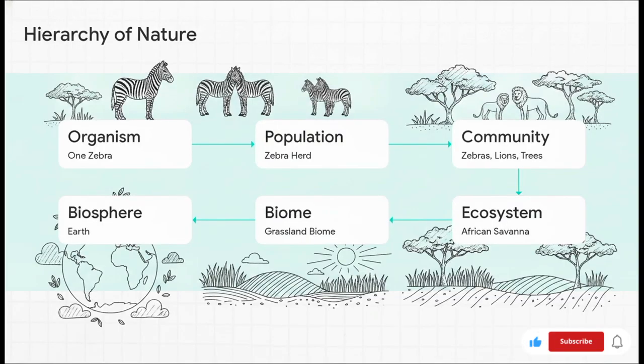So, looking back at our initial invisible ladder, you can clearly see how beautifully complex life gets as we scale up. We started simple, a single organism, one lone zebra. Then it became a population, a whole herd. We added lions and trees to build a community. We factored in the abiotic, soil and sunlight of the African savanna ecosystem. We zoomed out to the sprawling grassland biome. And finally, we saw exactly how it all fits in to the majestic, life-sustaining biosphere of planet Earth.